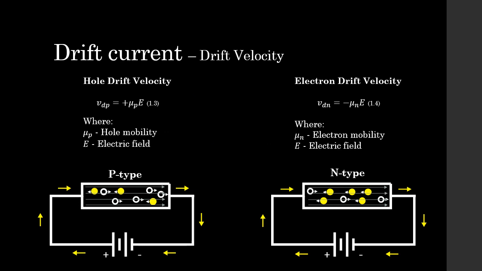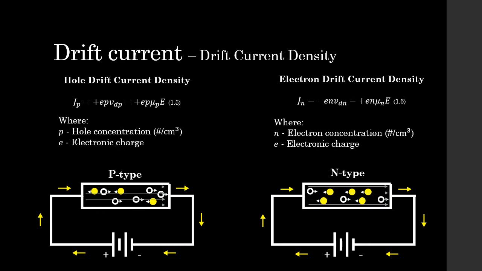Now, when these charge carriers are moving in this electric field, they have what is known as a drift velocity. And we can calculate our hole drift velocity and our electron drift velocity by equations 1.3 and 1.4 respectively. Very easy equations to use, as you'll see in the exercise coming up. Now, once we calculate our drift velocity, we can then calculate our drift current density using equations 1.5 and 1.6, which require you to substitute your drift velocity into them.